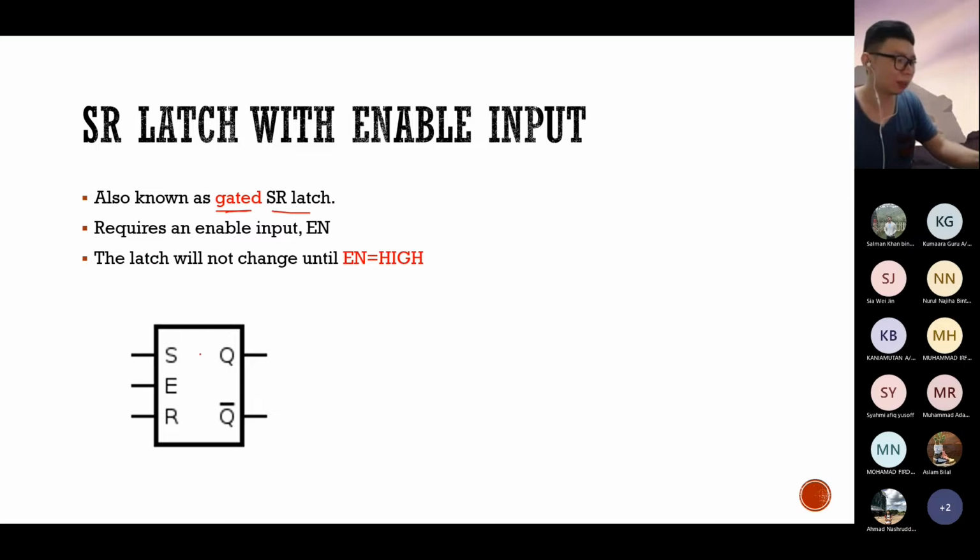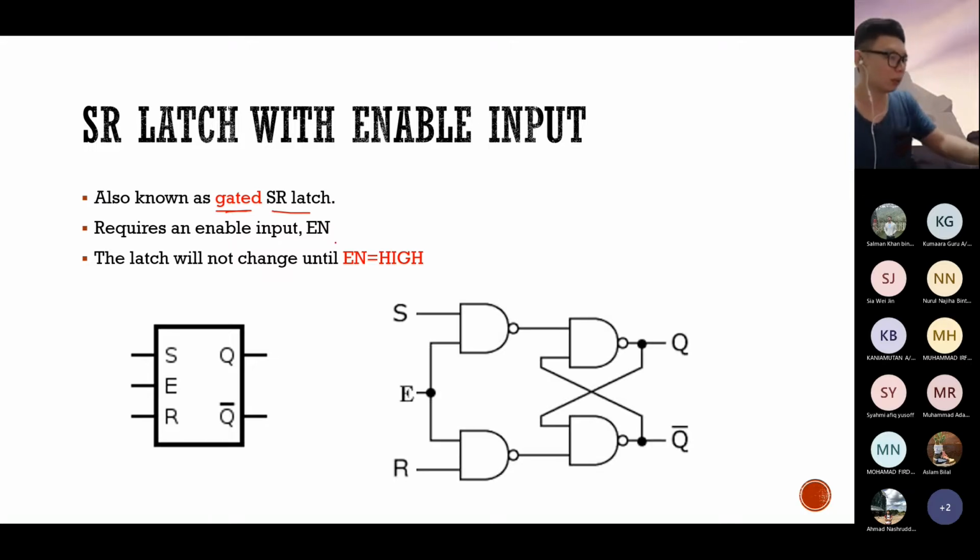Inside here, we have the SR latch that you see just now. However, with the gated SR latch, you have this enable as an input. So if you look into what is inside here, this is how the circuit would look like. Because you have extra E over here, then you need to have an extra gate to make sure that this E can turn the latch on, or it can turn the latch off. Okay, so this is how internally it looks like.